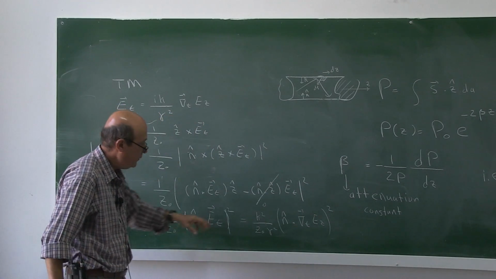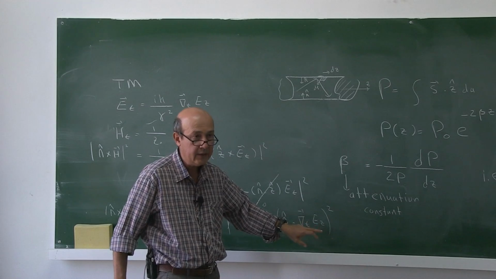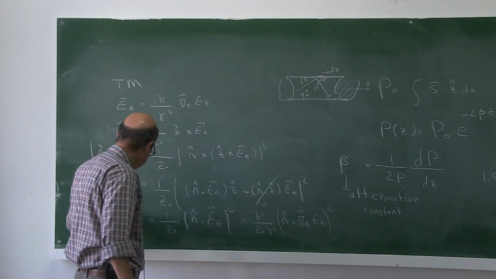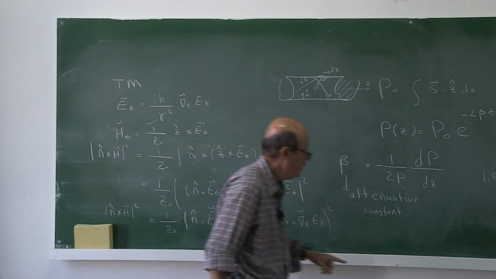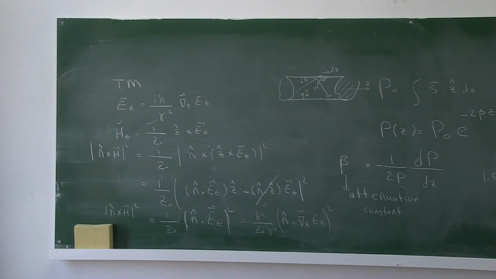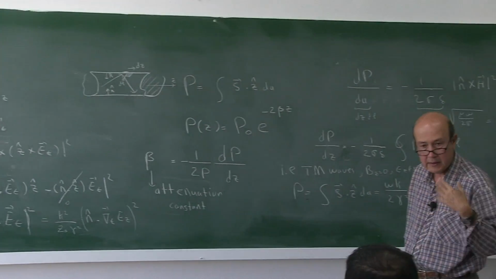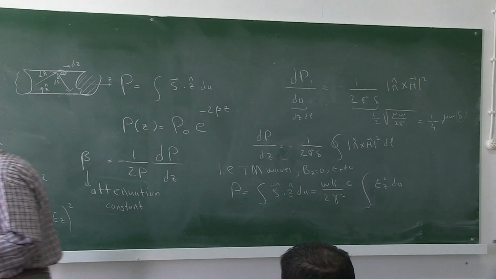So basically, if you know the Ez from the solution of the wave equation, then you can calculate the N cross H. Once you calculate the N cross H, you can integrate over the surface of the waveguide, then you can calculate the power loss per length. Once you have the power loss per length, take the ratio, divide by 2 with the minus sign. That is the technique of calculating the attenuation coefficient.